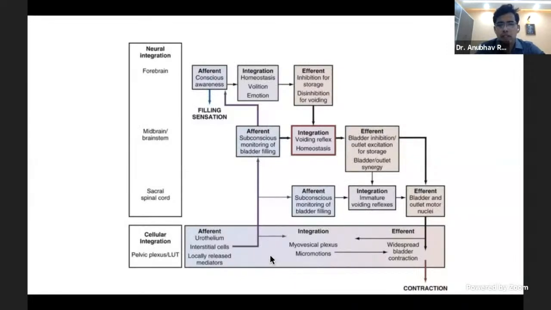So you can see that we have basically neural integration, where many parts of the brain are involved. There is basically afferent conscious awareness, so this brings the sensory, and then we have the efferent, that is the muscles involved. So a disbalance between all these things will lead to a contraction which is uncalled for.